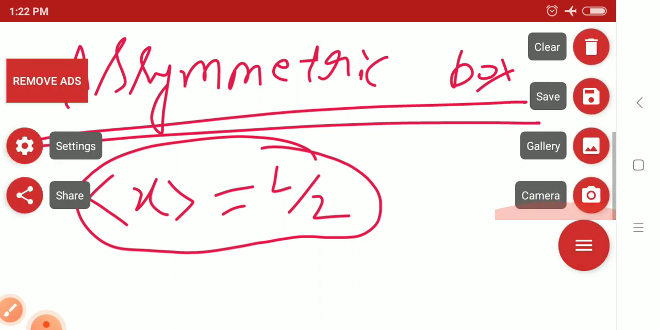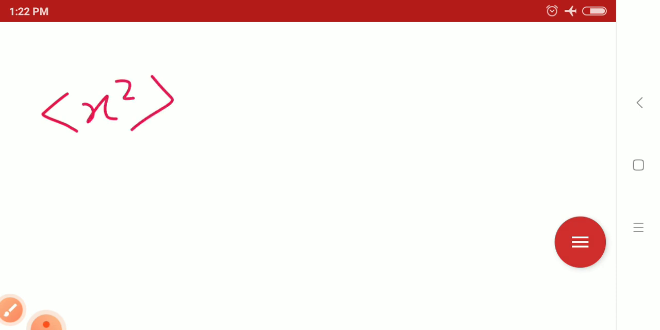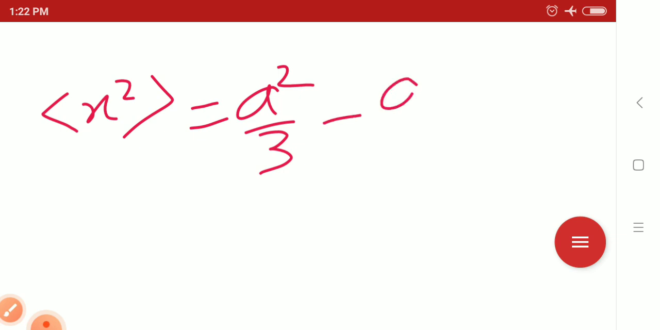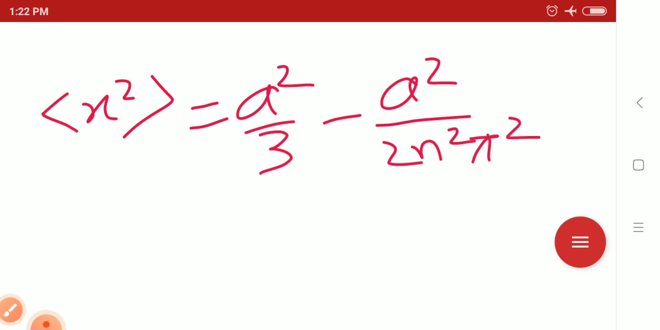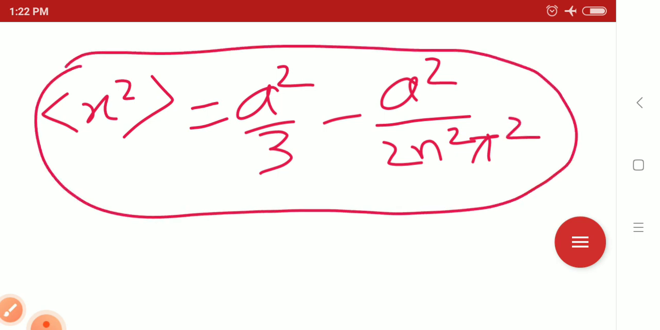And what is the expectation of x square? For the asymmetric box, remember this formula, these are very important: a square by 3 minus a square by 2n square pi square. So for a 1D asymmetric box of length 0 to L, x average equals a by 2, and x square average equals a square by 3 minus a square by 2n square pi square.